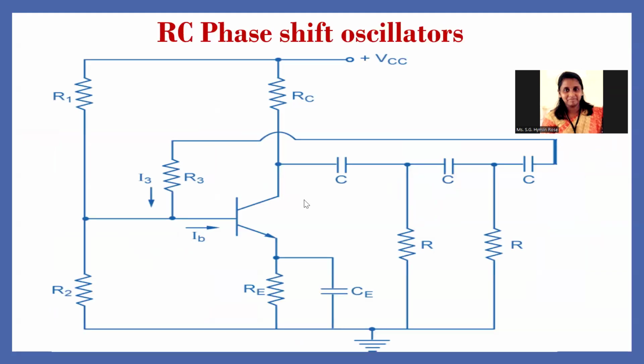Combining the above two, this is the structure of the RC phase shift oscillator. The first stage is a common emitter amplifier, and the second stage is followed by three RC ladder networks. The 180-degree from the BJT and 180-degree from the RC network sum to 360-degree, ensuring positive feedback for sustained oscillation.